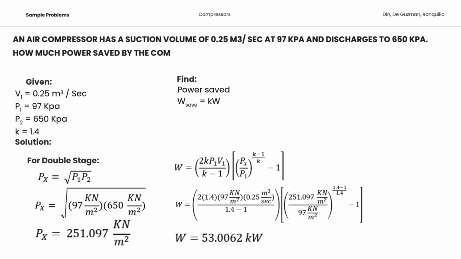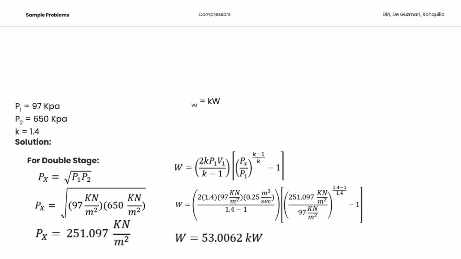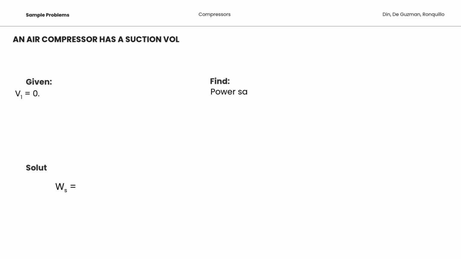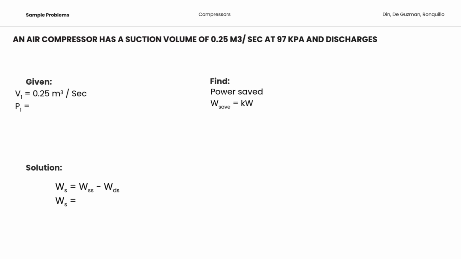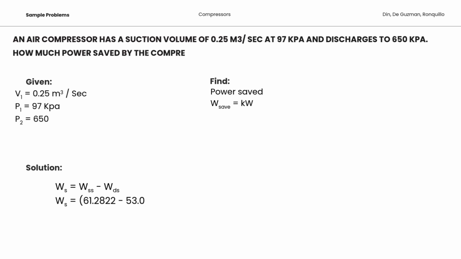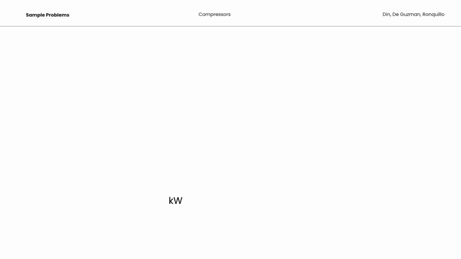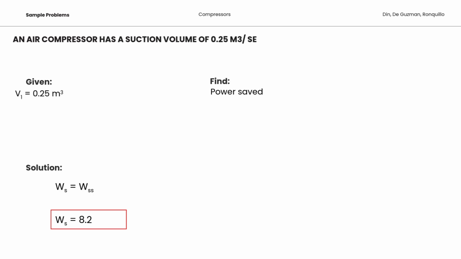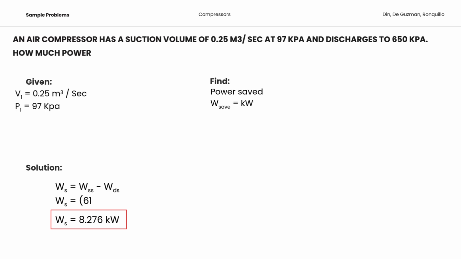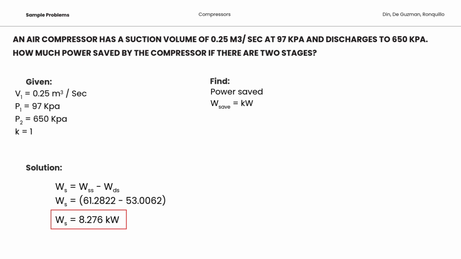So, for the last part, para makuha natin yung how much power is saved by the compressor, kukunin lang natin yung difference between single and double stage. So, i-minus lang natin sila. So, 61.2822 minus 53.0062 kilowatt. Ang makukuha natin ay 8.276, ang final answer for this problem.